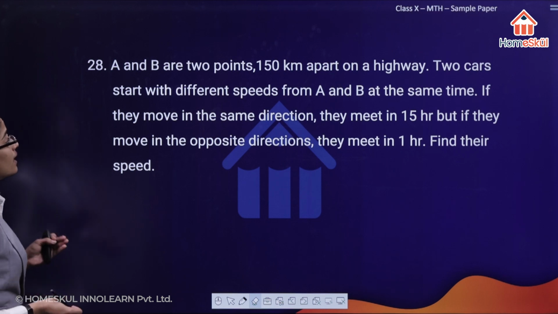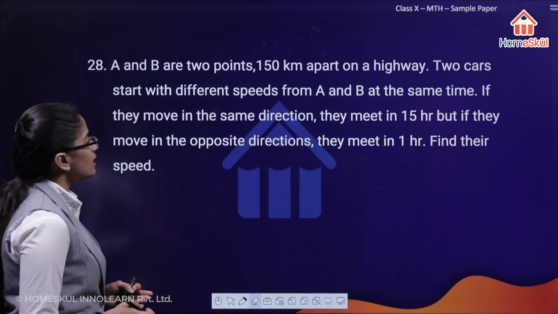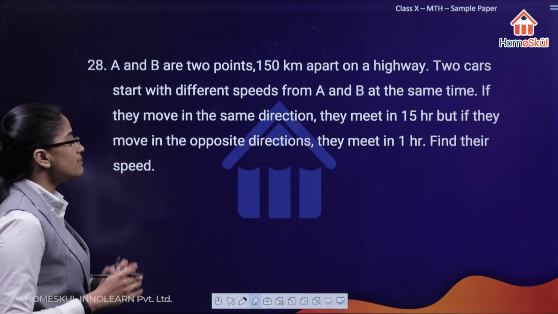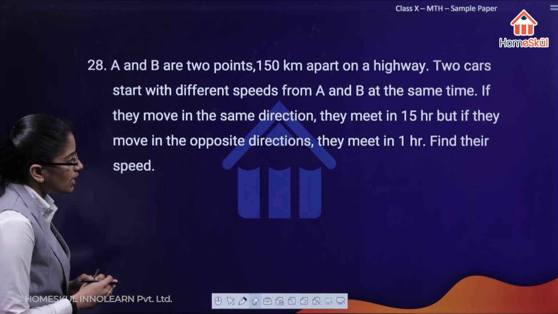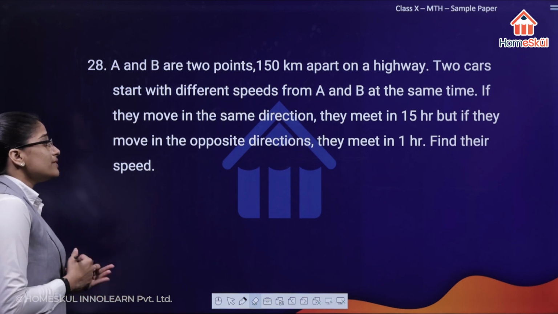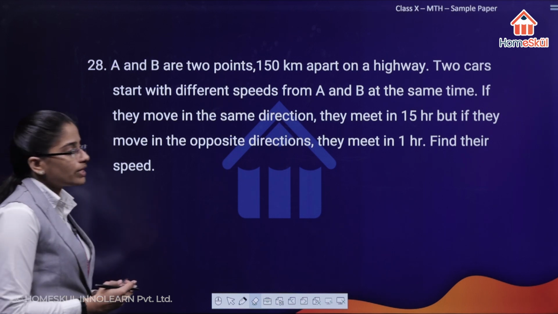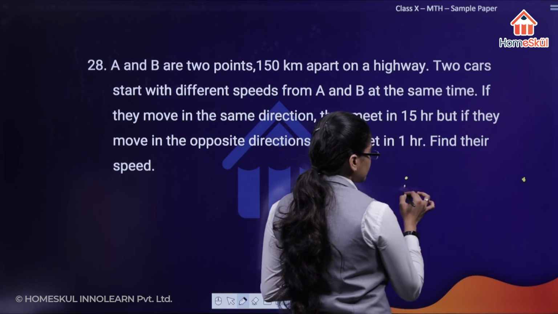28th question. A and B are 2 points 150 km apart on a highway. Two cars start with different speeds from A and B at the same time. If they move in the same direction, they meet in 15 hours. But if they move in the opposite direction, they meet in 1 hour. Find their speeds. Okay. So, here let's consider two cars.